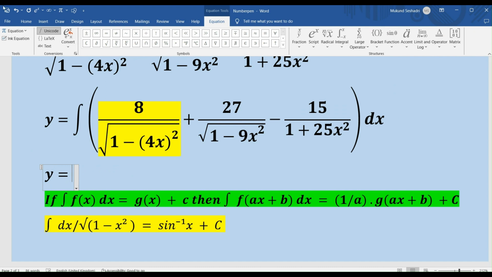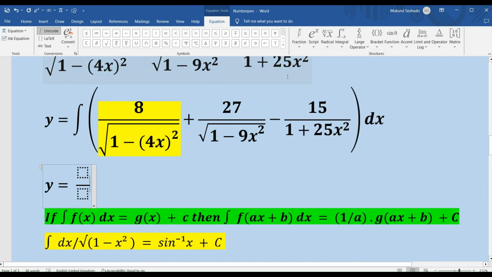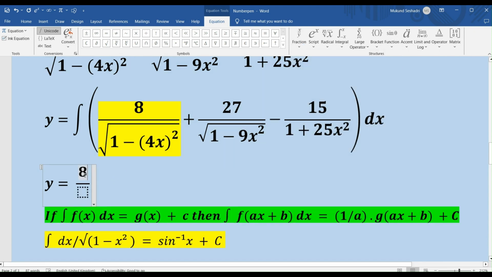I have my y equal to, I retain my 8 as it is, and then in place of 1 by a, I have my a equals 4, right? So I write down 1 by 4 times my g of ax plus b, right? What is it? It is nothing but sine inverse of 4x, right? So this is my answer to function 1, right?